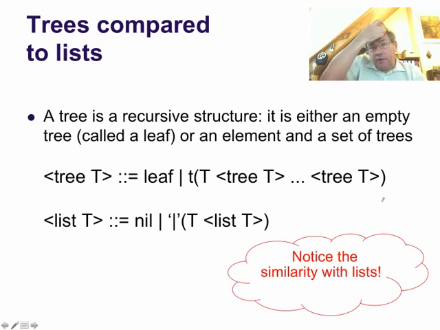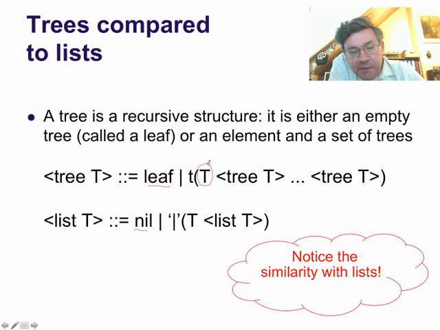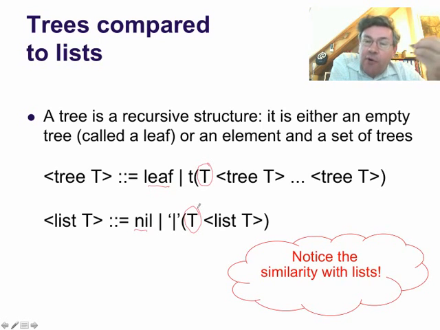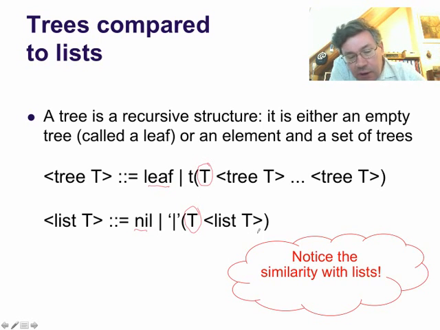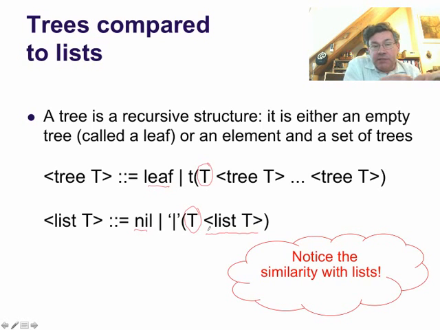We can compare trees to lists and see how they generalize lists. So both trees and lists are recursive data structures. They're both either empty, which are called leaves, or elements and a set of trees or sublists. The trick about lists is that there's only a single sublist. A list is a linear structure, whereas a tree is a branching structure. But other than that, the recursive form of both is the same.